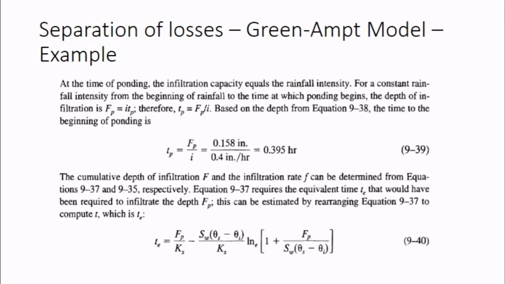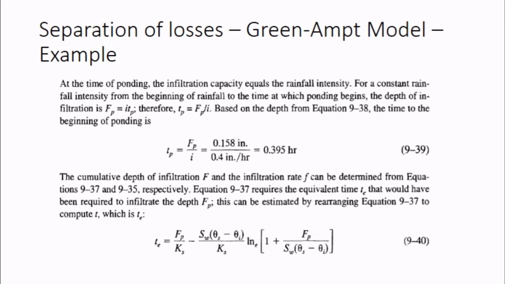At the time of ponding, the infiltration capacity equals the rainfall intensity. So, di ba, 158 for a constant rainfall intensity from the beginning of rainfall to the time at which ponding begins. The depth of infiltration is F sub P multiplied by I is equal to I multiplied by T sub P. So, yung depth of infiltration at the time of ponding, yung I ay yung intensity, and then yung T is time.